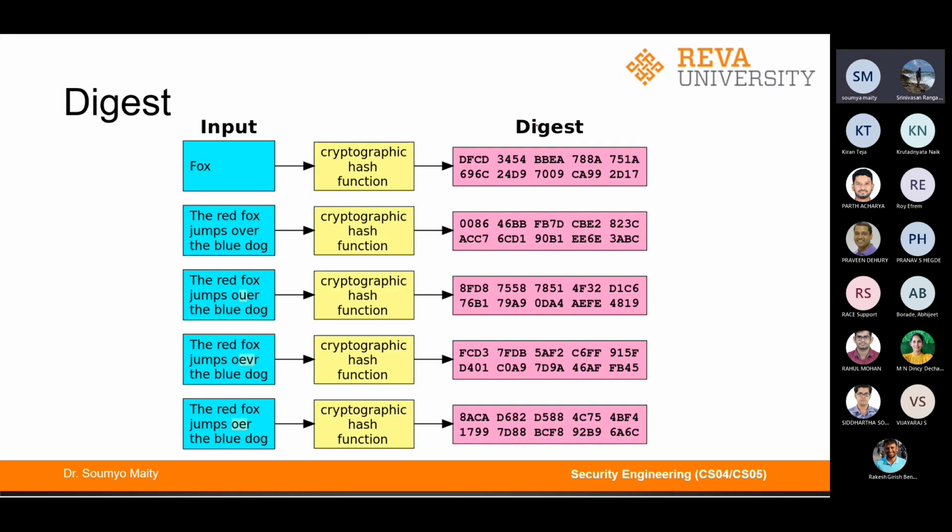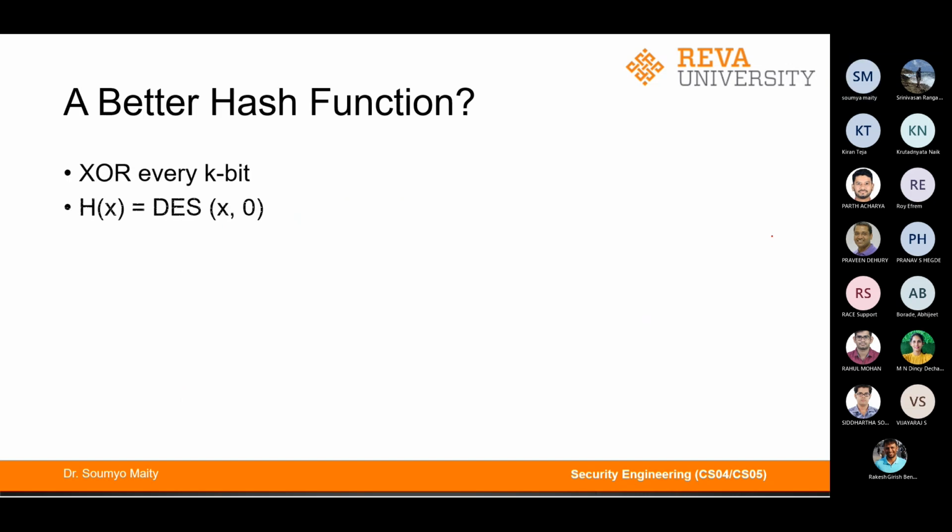This hash output is called the hash value or digest or checksum. All these different terminologies we use. And this is always a fixed length, it doesn't matter whatever input we give. Okay, XOR every k bits, that is, we just took an example with 4 bits, right? Every 4 bits we are XORing, right? That is one good hash function.